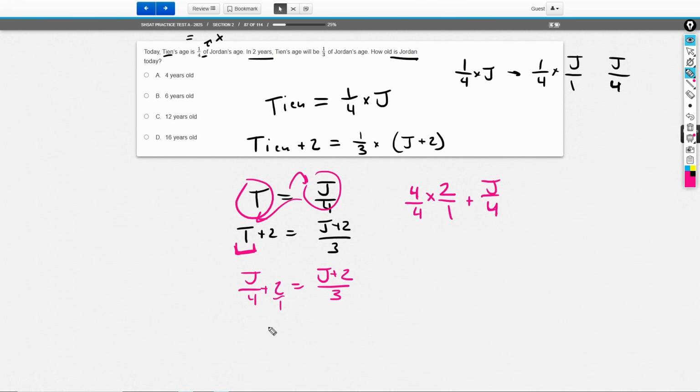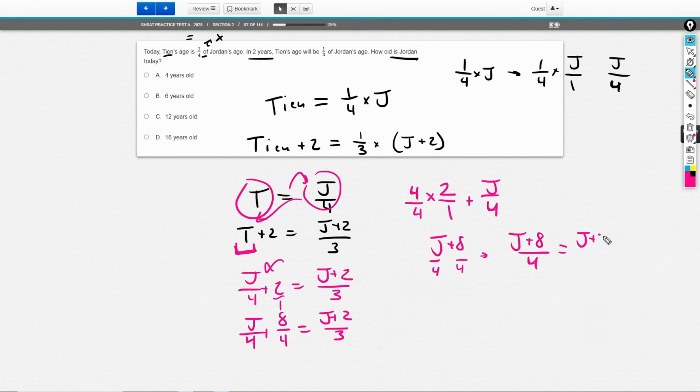So this 2 over 1 is equal to 8 over 4, and this is equal to j plus 2 over 3. Now, if I have j plus 8 and they're both over 4, I can actually just combine them under the same fraction. So this becomes j plus 8 over 4. So if you were screaming at me like, no, you can't combine a variable and a number, technically I didn't combine them. I just combined the two fractions together. Different thing. You can combine the fractions. You just can't combine j and 8 actually. So anyways, this is equal to j plus 2 over 3.